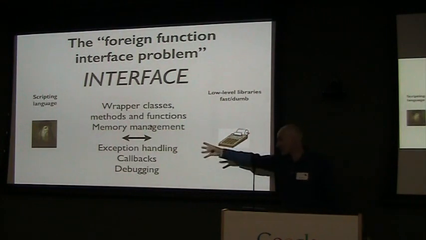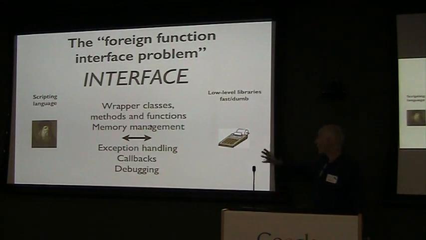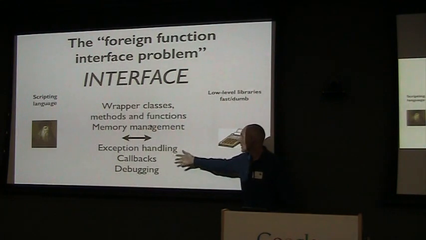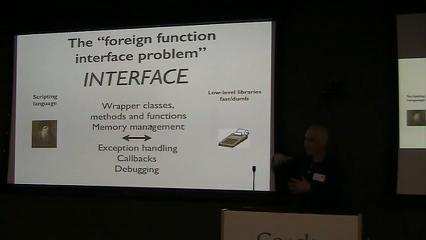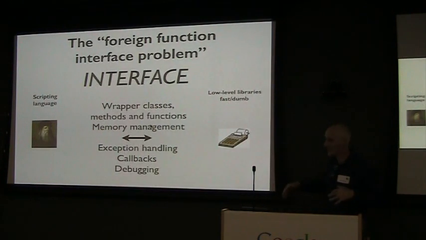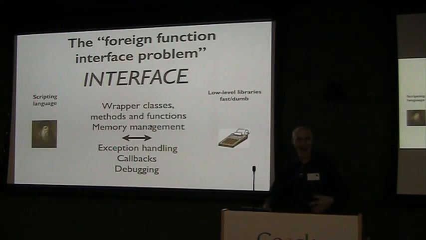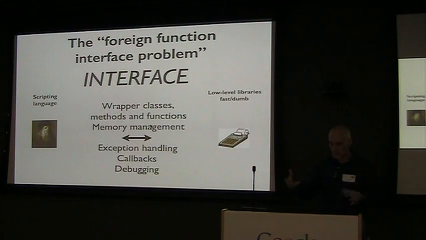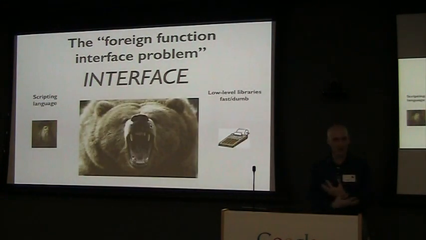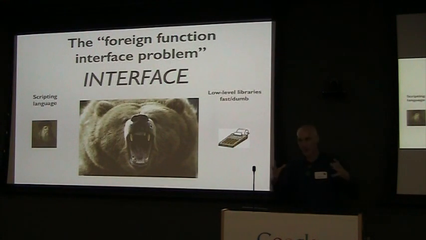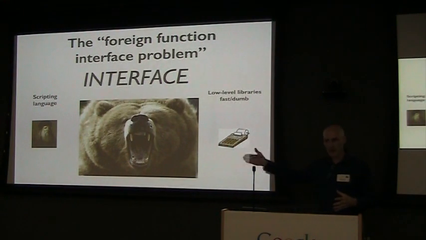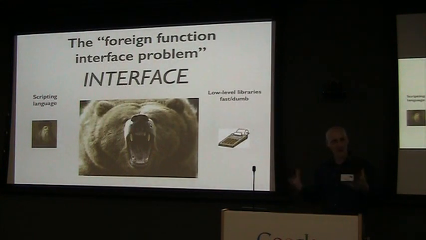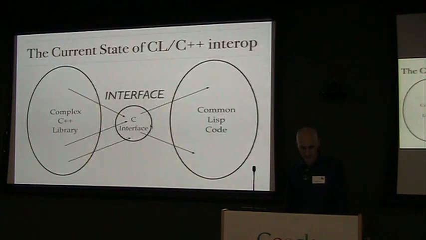So this is basically the problem. If you take some scripting language like Python or Common Lisp, and you want to interoperate with some low-level libraries written in C or C++, you have to write a foreign function interface. You have to write wrapper classes, and you have to deal with the different memory models of the two languages. You have to deal with exception handling, callbacks, debugging. It rapidly takes over your life. The interface becomes what you spend all your time doing. That's why Python was a nightmare to me, because I was putting so much work into just getting the interface to work. Things that don't involve molecules at all, I'm spending all my time dealing with memory management stuff.